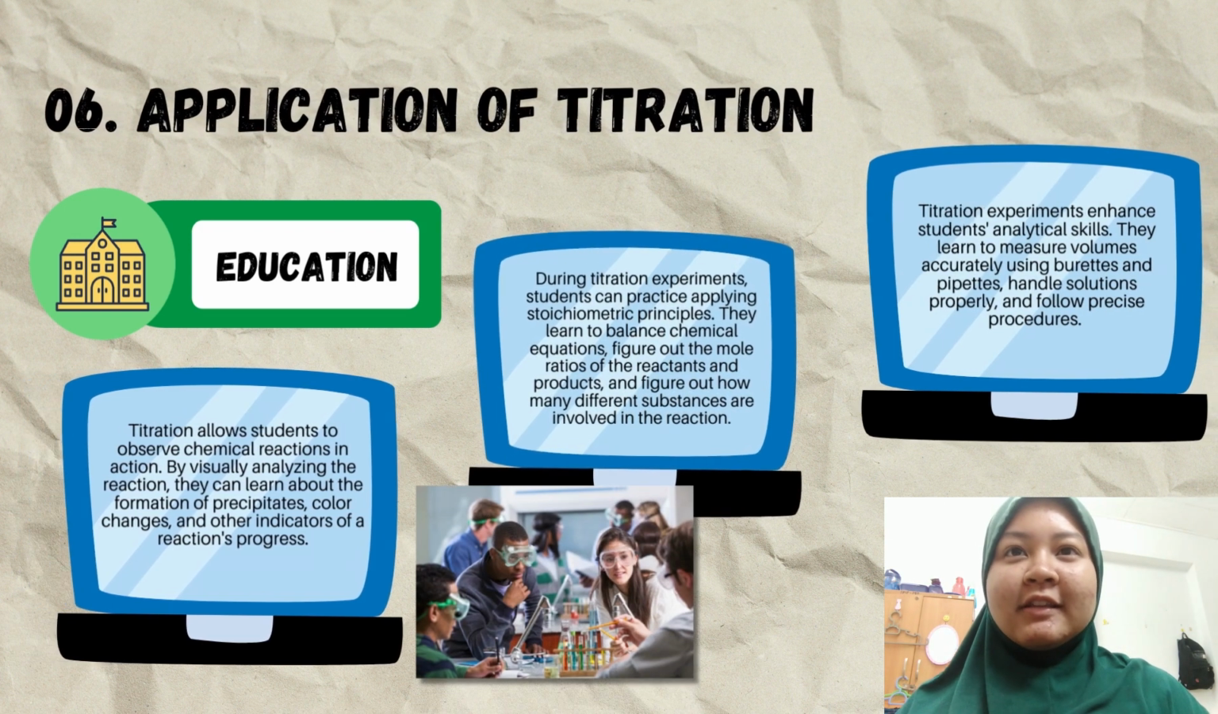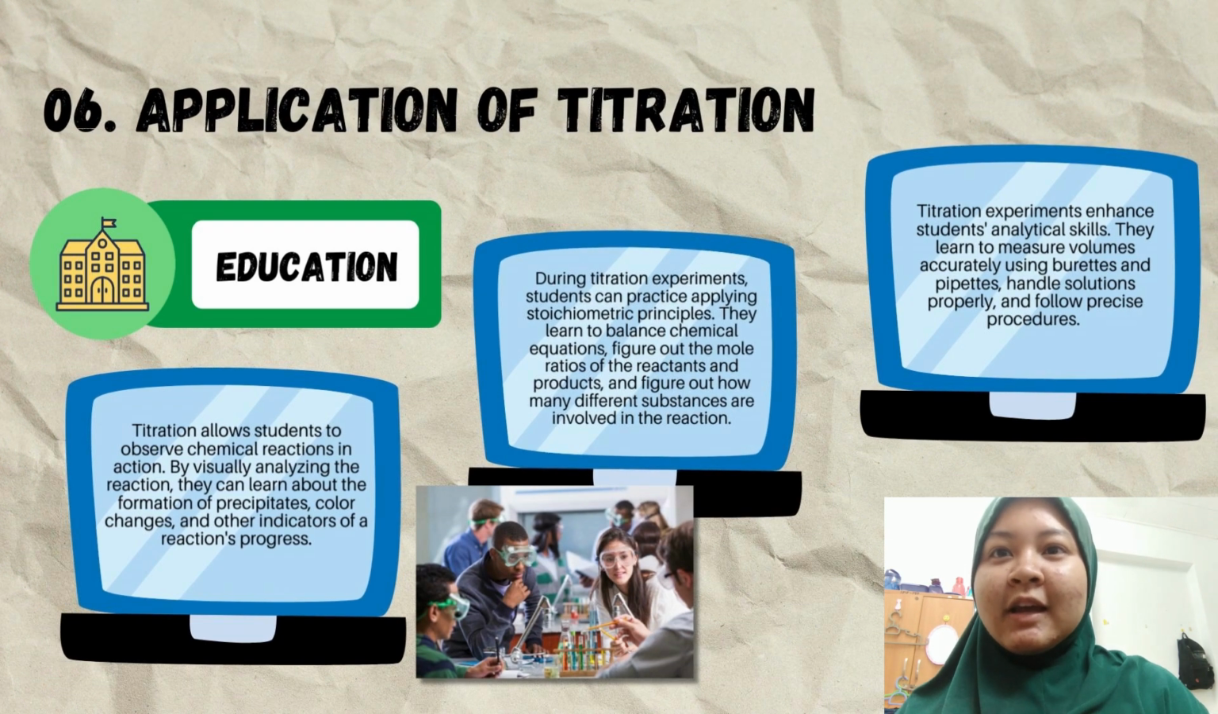Next, we are going to see the application of titration in education. Titration allows students to observe chemical reaction in action. By visually analyzing the reaction, they can learn about formation of precipitation, color changes, and other indicators of reaction progress. During titration experiment, students can practice applying stoichiometric principles. They learn to balance chemical equations, figure out the moles ratio of reactants and products, and figure out how many different substances are involved in the reaction.